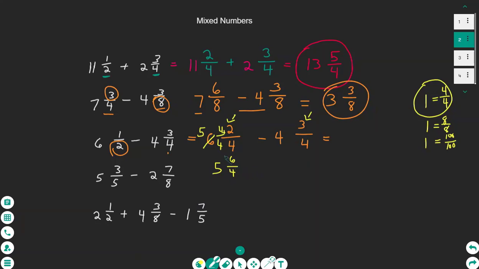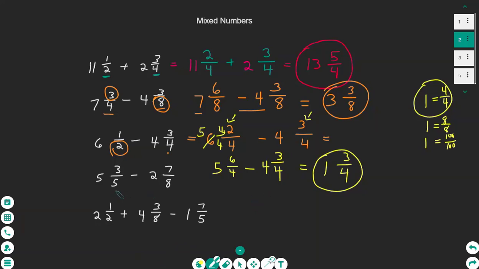The beauty here is that this numerator now is much larger than it was before. Before it was a 2, now it's a 6. All right, and that's good because now if I rewrite the rest of this problem, we can see that we can subtract the numerators. 6 minus 3, we have enough to do that. So let's go ahead and do it. So the whole numbers are going to be 5 minus 4, which is a 1. And then in the numerators, we have 6 minus 3, which is a 3, and our denominator, which is a 4. And there we go. All right, very good. So hopefully that made sense.